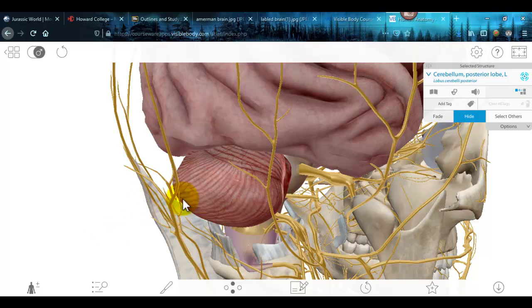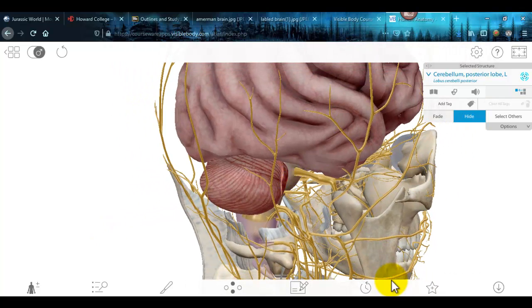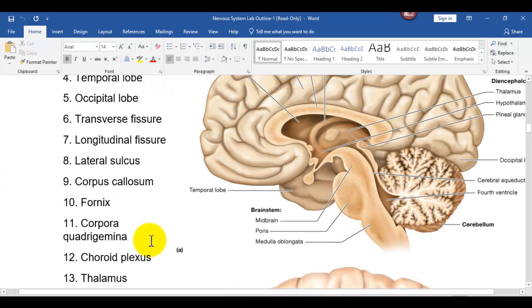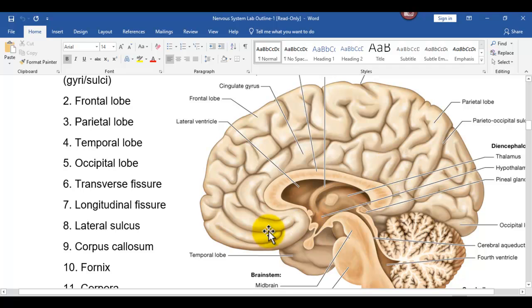Now, on the side, there's a landmark called the lateral sulcus. It's actually on the side of the temporal lobe. I'm kind of limited on where I can show you that, but it's part of the temporal lobe.